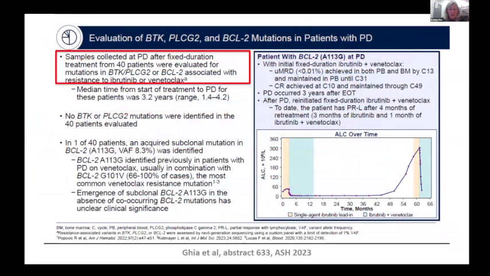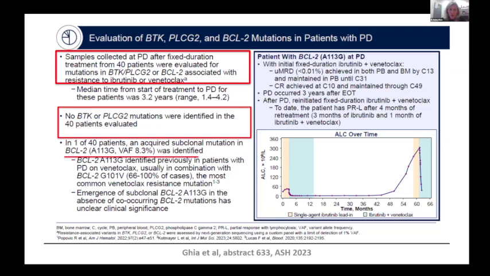What was really interesting was that they went on specifically to look to see whether of these patients who had progressed, did they have recognized mutations in BTK or PLC gamma 2, which are recognized mutations known to be associated with resistance to ibrutinib, or mutations in BCL2, which is known to be associated with resistance to venetoclax. And in the 40 patients out of the 52 who progressed, the 40 patients they evaluated, none of them had BTK or PLC gamma 2 mutations identified.